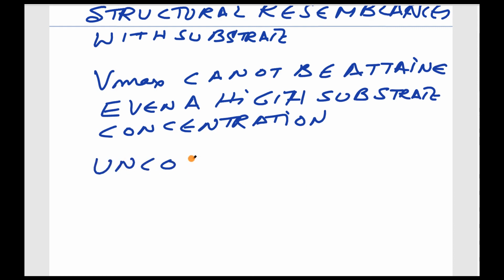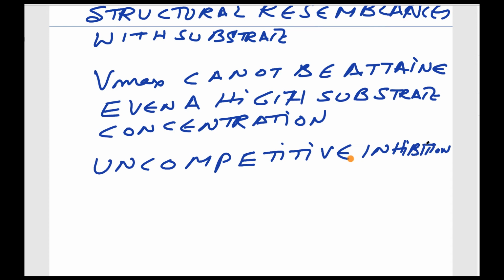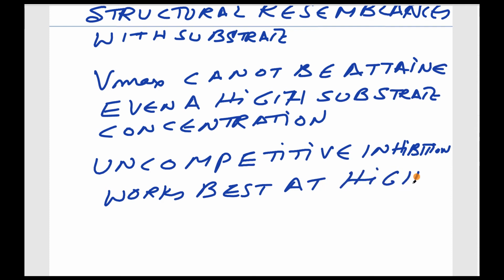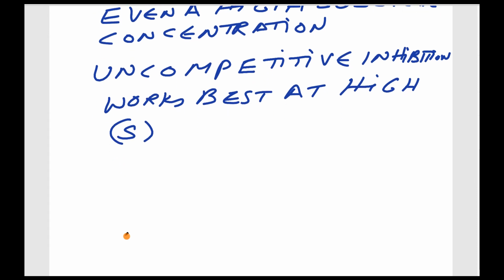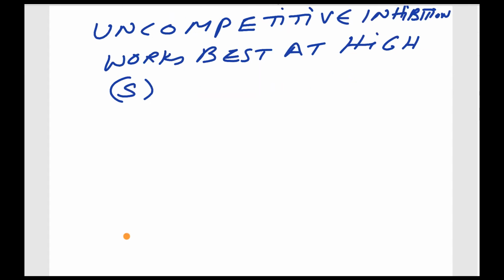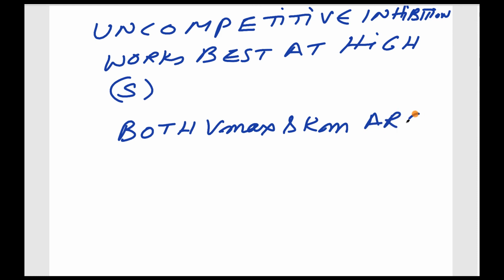Uncompetitive inhibition works best at high substrate concentration. See, in the presence of uncompetitive inhibitor, the affinity is increased, so more and more enzyme and substrate can bind. In this uncompetitive inhibition scenario, both V maximum and Km are decreased.